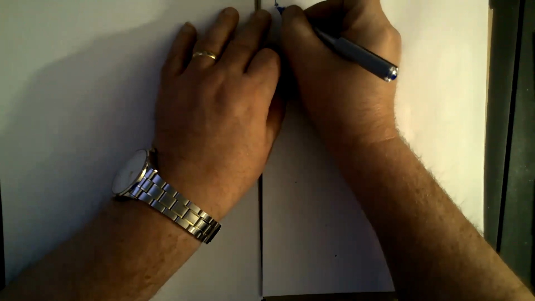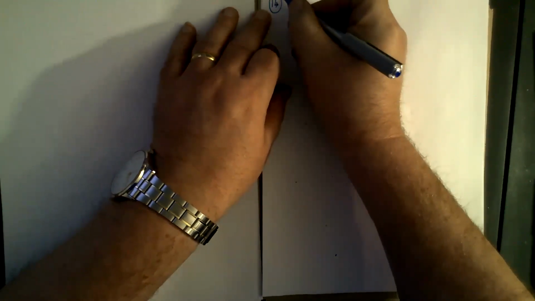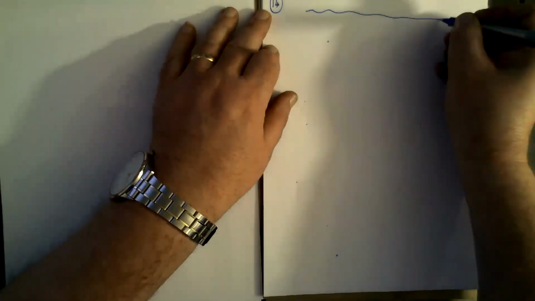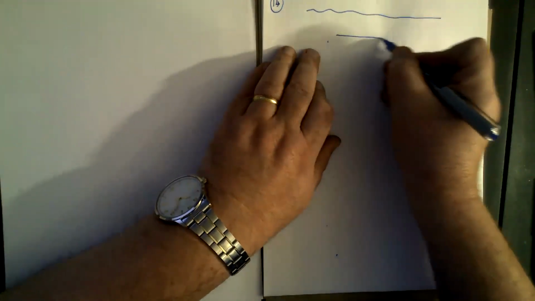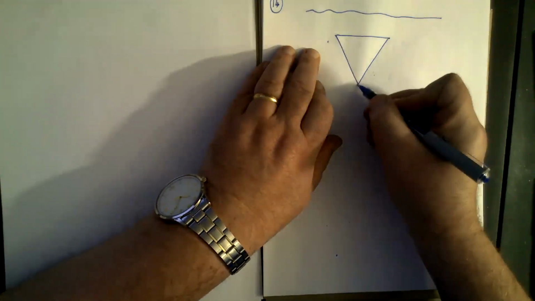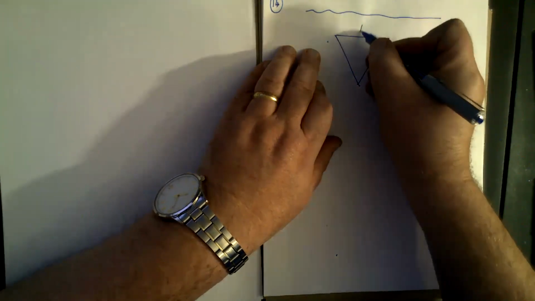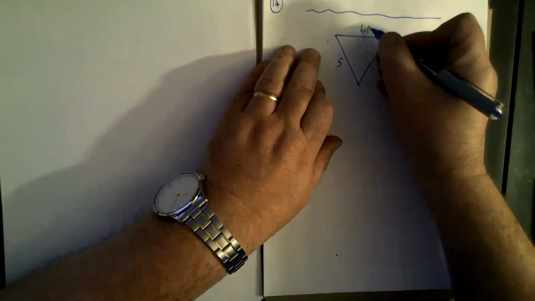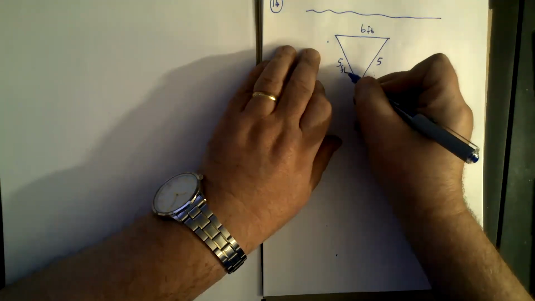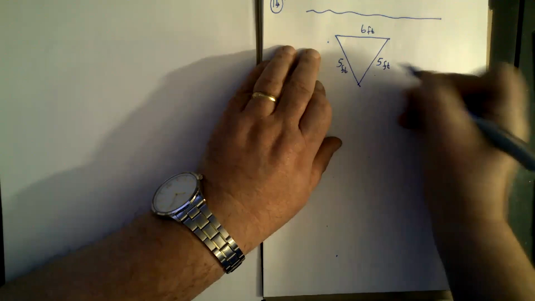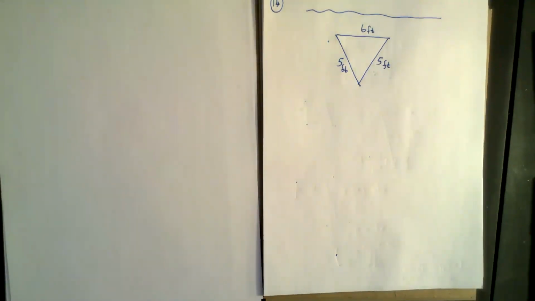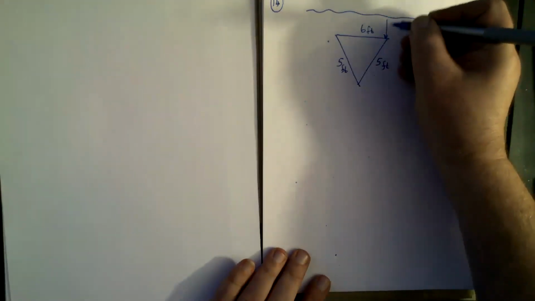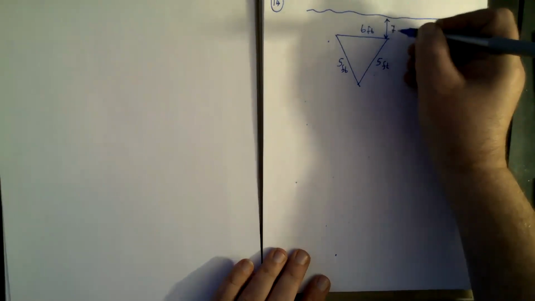Now 14, I'm only going to set this one up. So we have some water, and we have a triangular plate, which happens to be isosceles, but the units are in feet. Oh, and this distance here, it's not to scale, it's 7 feet.